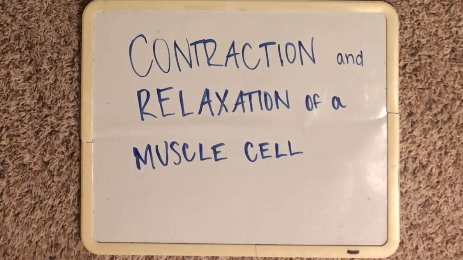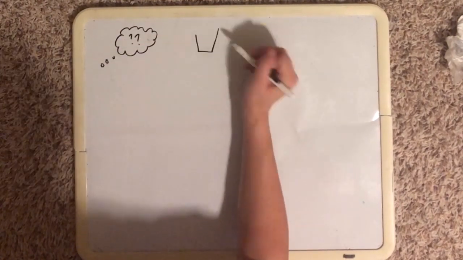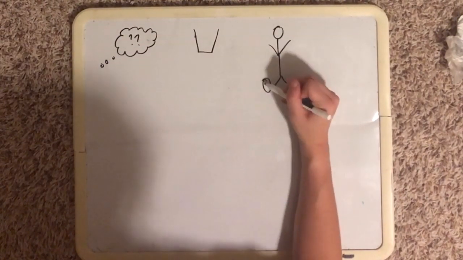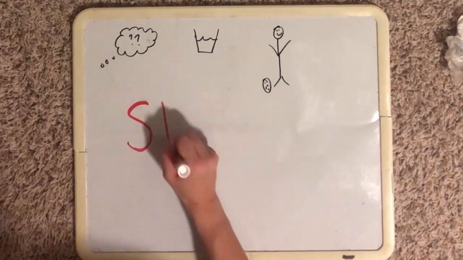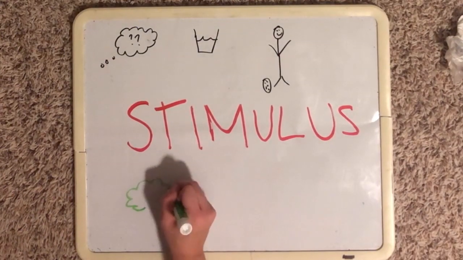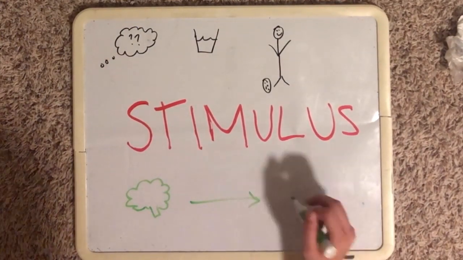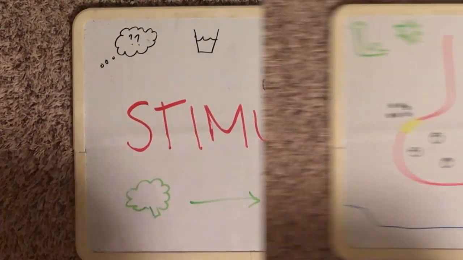Today, we're going to be talking about the contraction and relaxation of a muscle cell. When you go to lift up a glass of water or kick a soccer ball, have you ever thought about what is actually going on with the muscles within your body? The action that you performed, like kicking the soccer ball, is the stimulus or the thought that your brain sends to your neuron to tell your muscles to contract, which then causes an action potential.